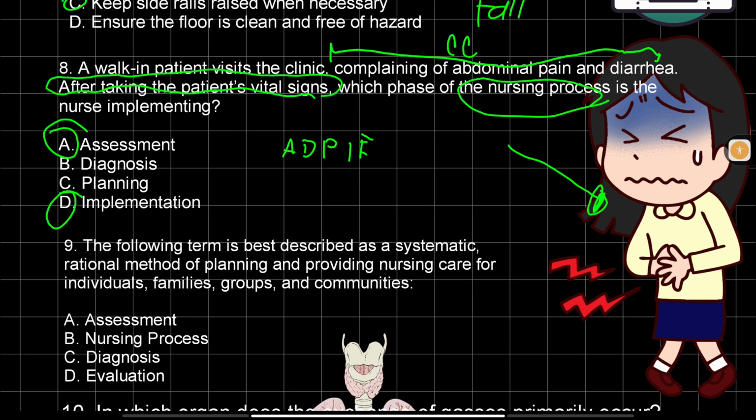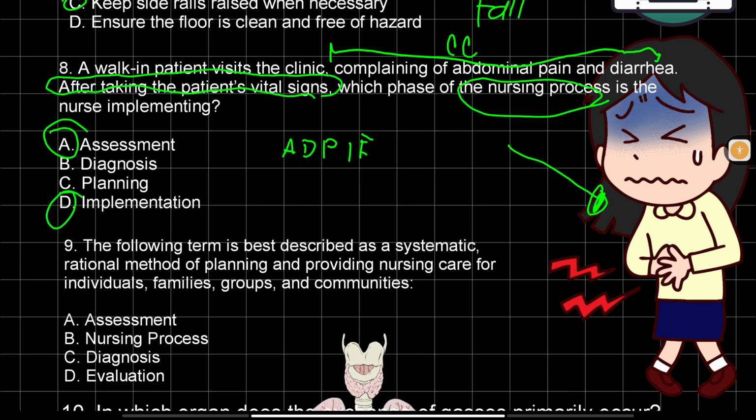I'm pretty sure that a lot of you guys probably answered D, but let me tell you why that is not the correct answer. D, implementation. In the implementation phase, the nurse carries out the interventions outlined in the nursing care plan to help the patient achieve their goal and address their healthcare needs.